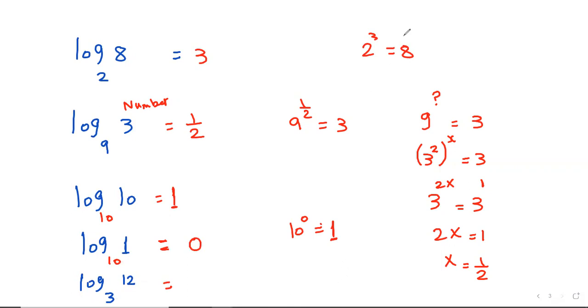What about log 12 in the base 3? You know that 3 to the power of 2 is 9, and 3 to the power of 3 equals 27. But in this case, we are going to use the calculator to find it. So you write on the calculator log 12 in the base 3, and you will find the answer as 2.26. We can approximate it to the nearest one decimal place. It will be 2.3.